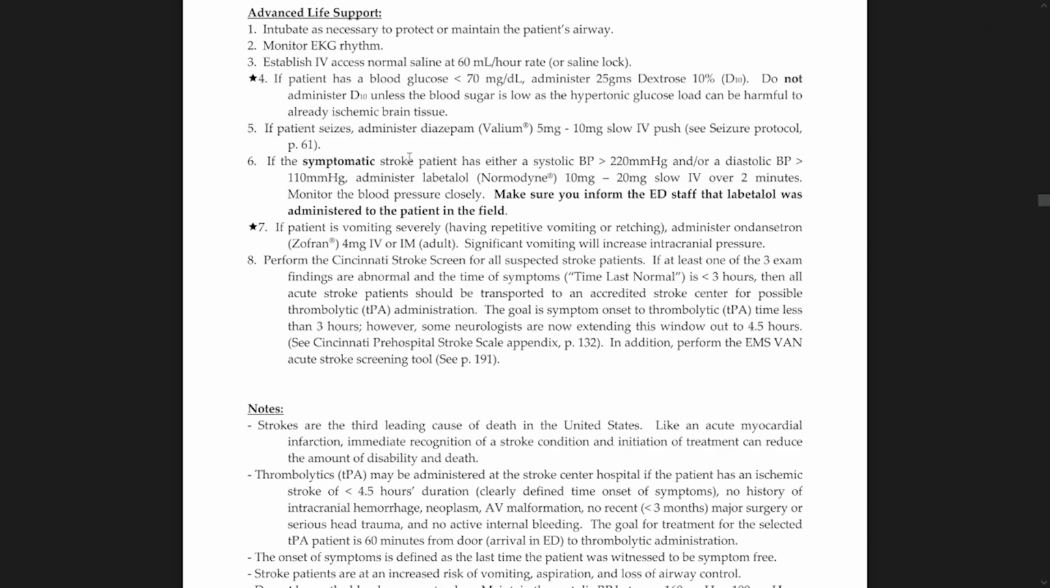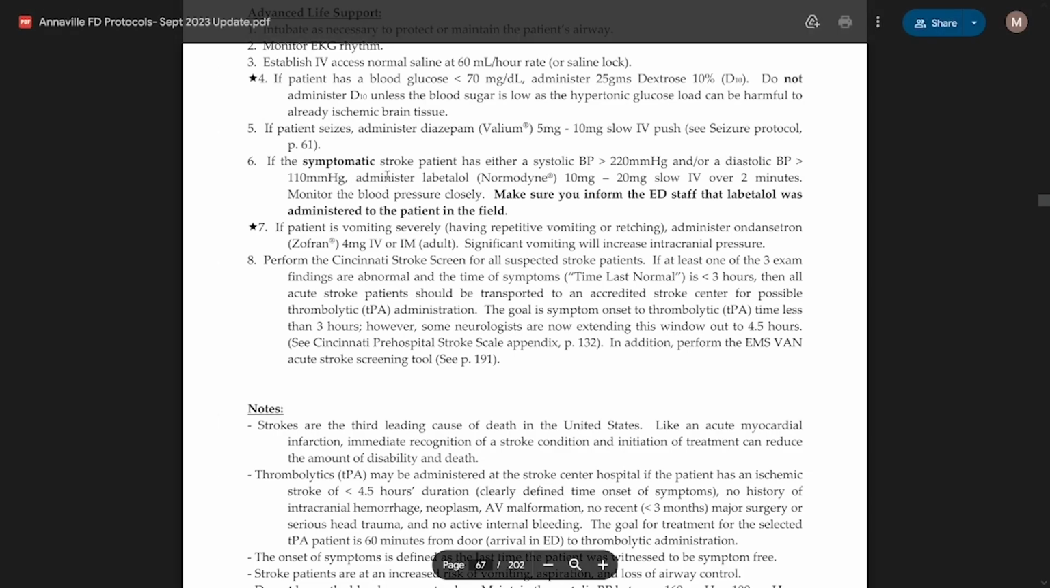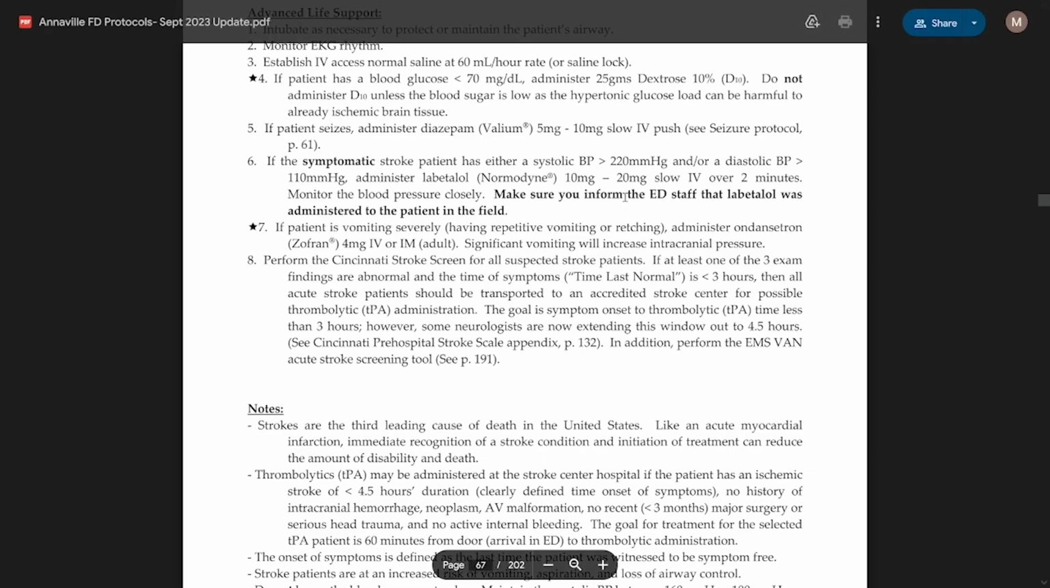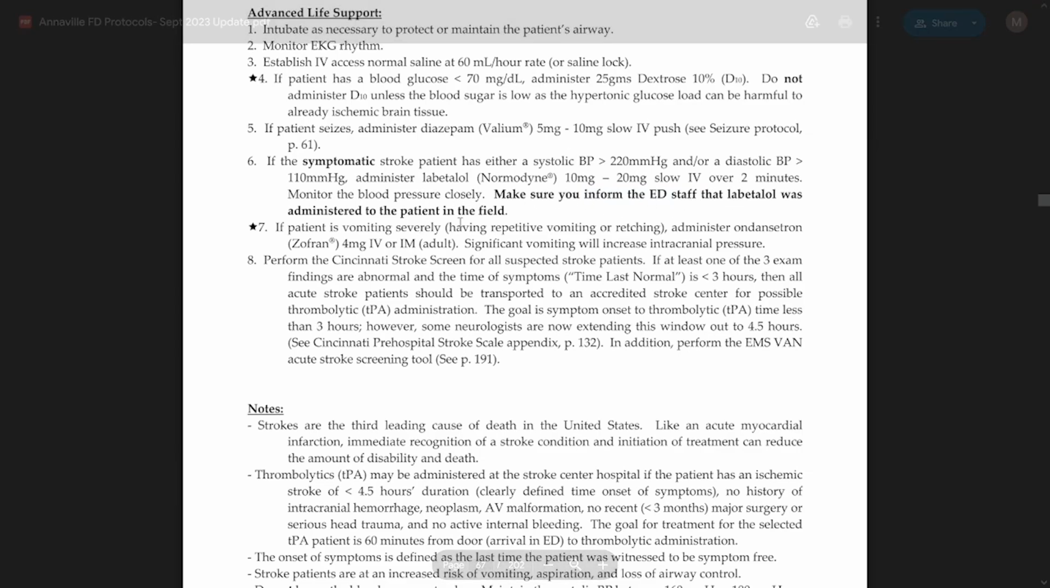If the symptomatic stroke patient has a systolic BP greater than 220 and/or a diastolic greater than 110, administer labetalol, also known as Normodyne, at 10 to 20 milligrams with a slow IV push over 2 minutes. Monitor their blood pressure closely and make sure you inform the emergency department staff that labetalol was administered to the patient in the field.